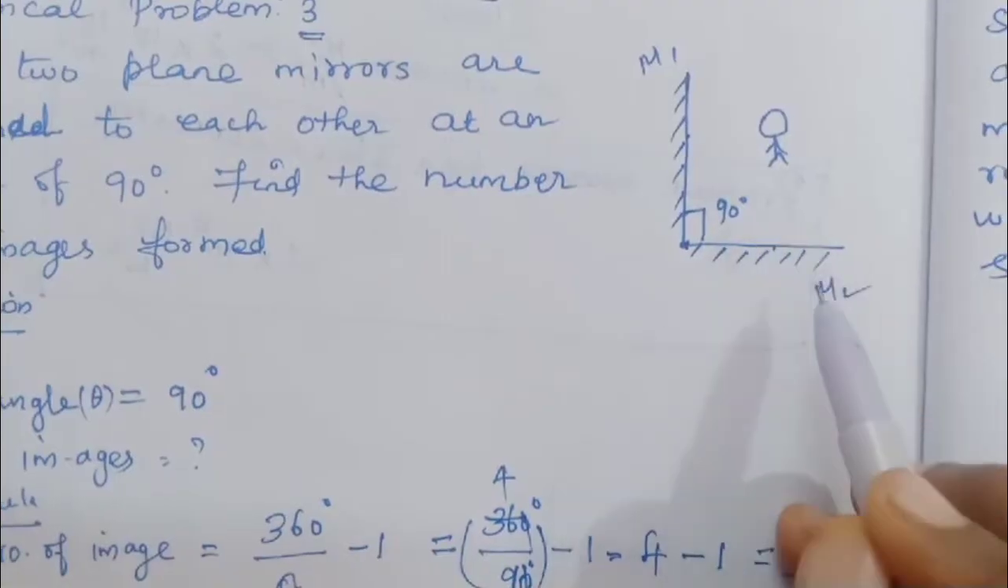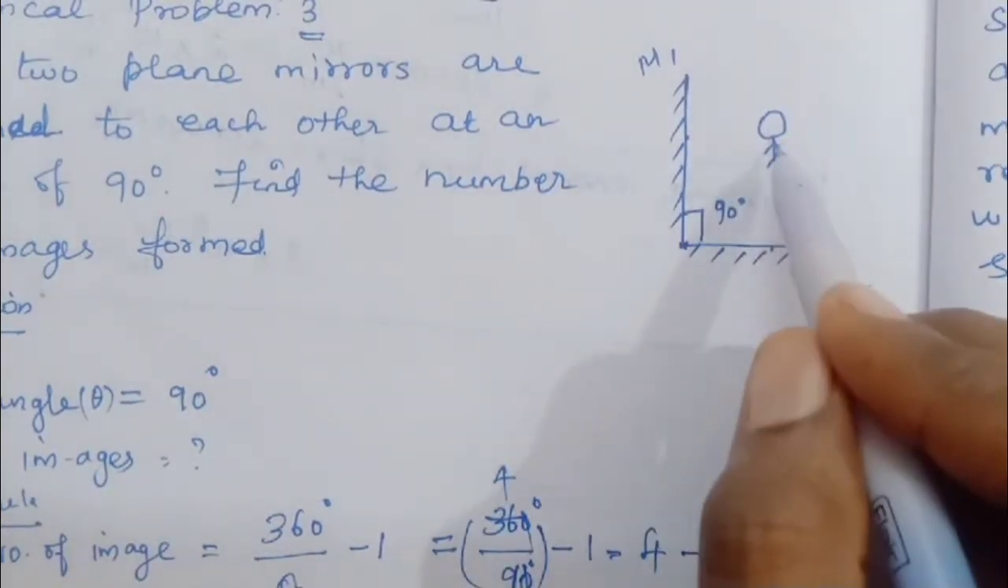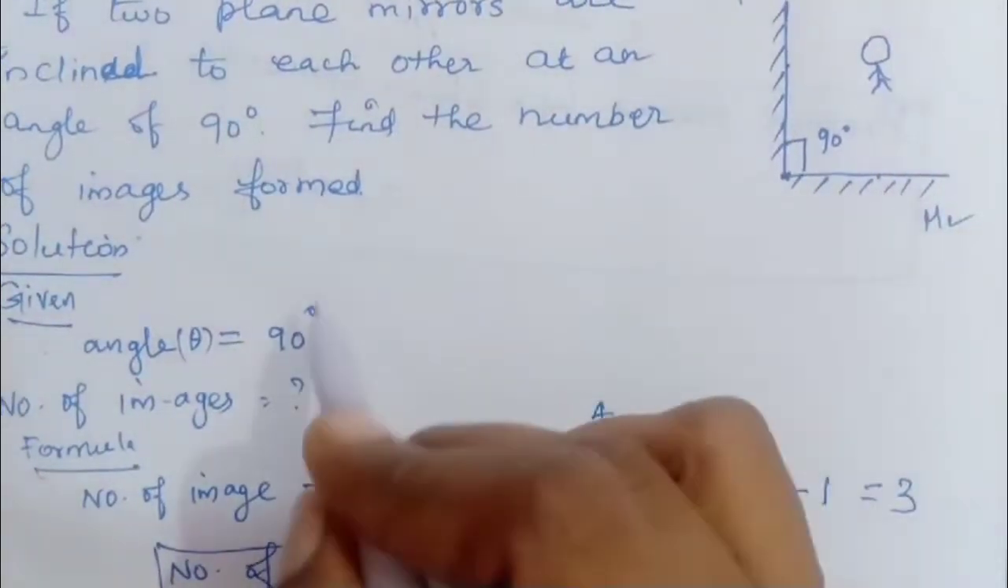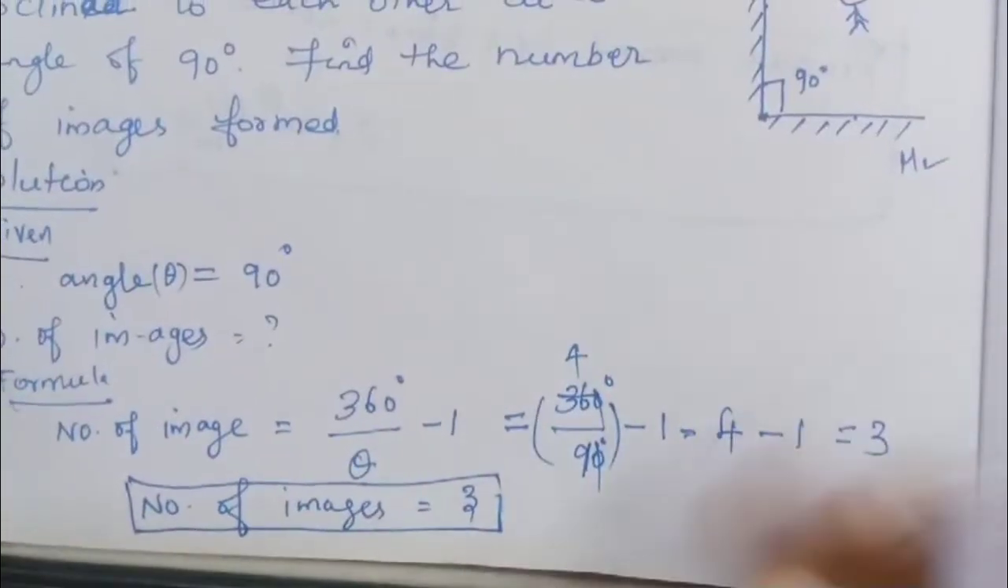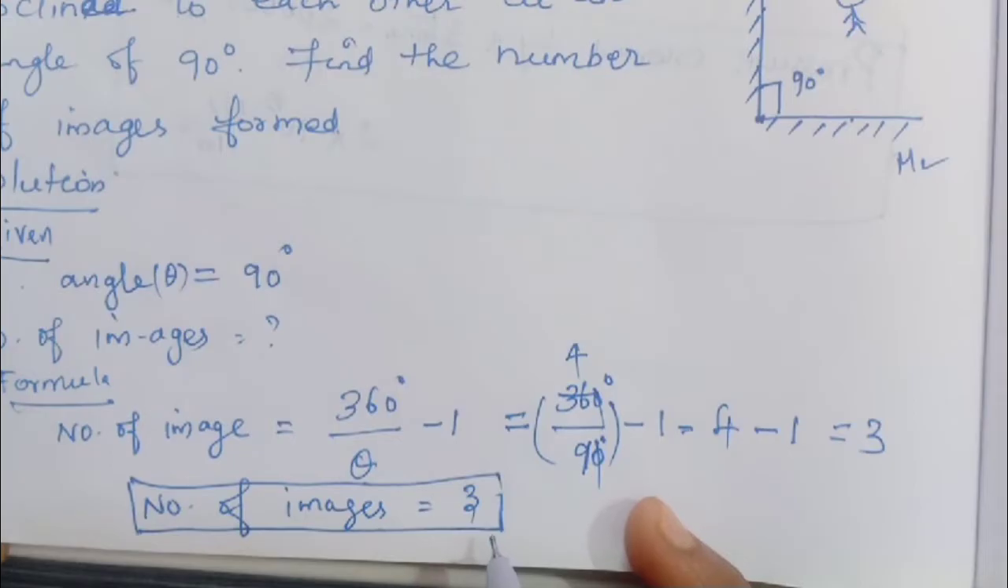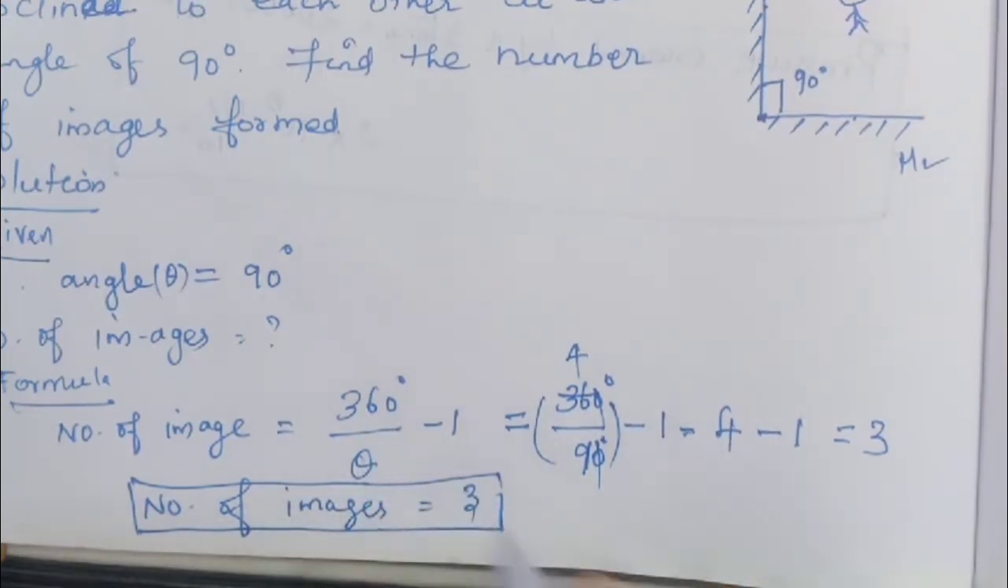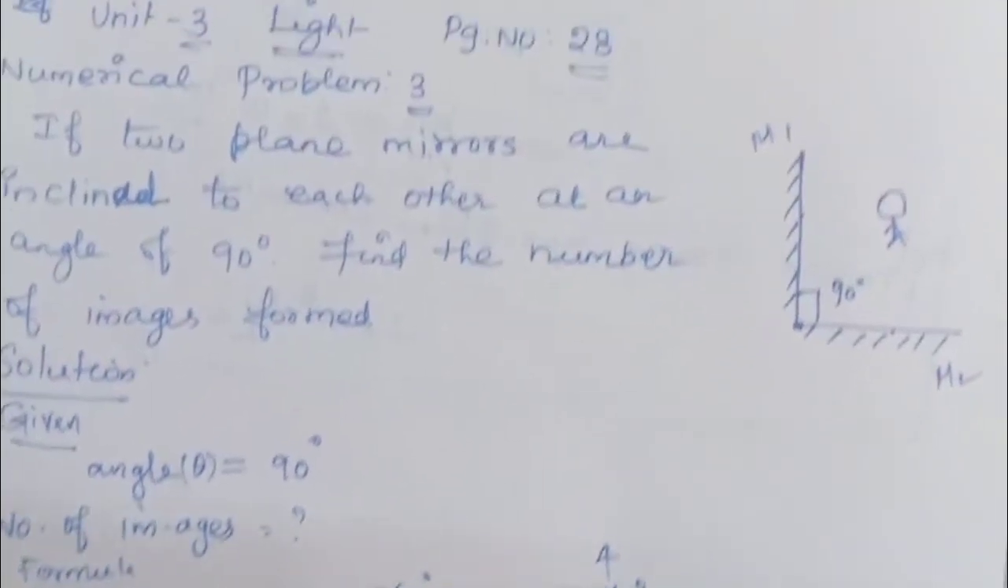If you have any doubt, we can place an object between the mirrors like this. Look at this, we get 3 images. So the angle is 90 degrees, and the number of images is 3. The formula is 360 degrees by theta minus 1. Clear, children?